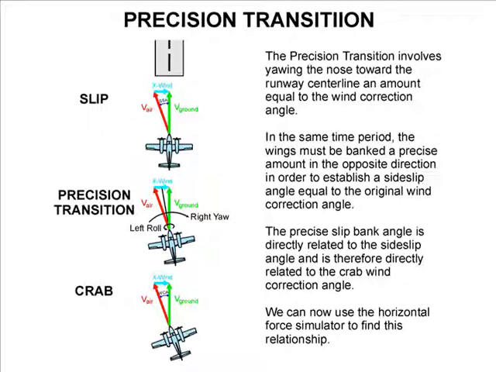The precision transition involves yawing the nose toward the runway centerline at an amount equal to the wind correction angle. In the same time period, the wings must be banked a precise amount in the opposite direction in order to establish a side slip angle equal to the original wind correction angle. The precise slip bank angle is directly related to the side slip angle and is therefore directly related to the crab wind correction angle. We can now use the horizontal force simulator to find this relationship.